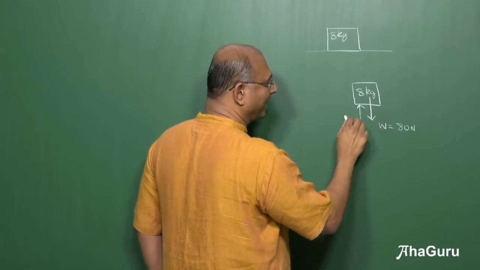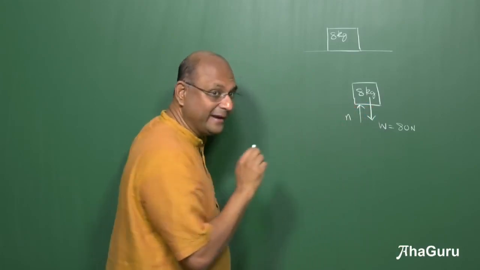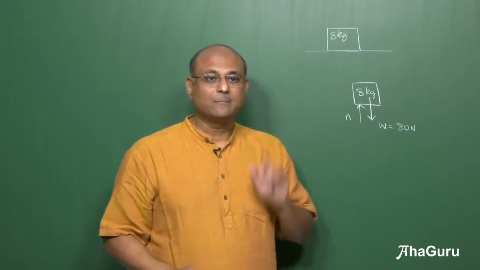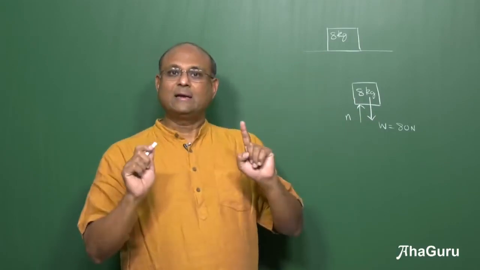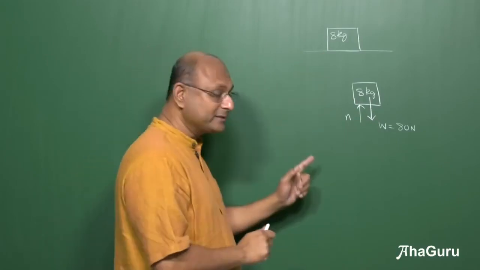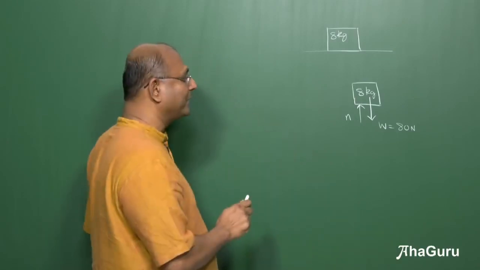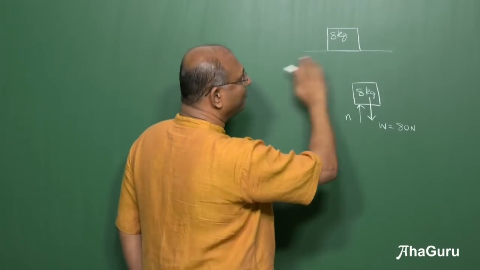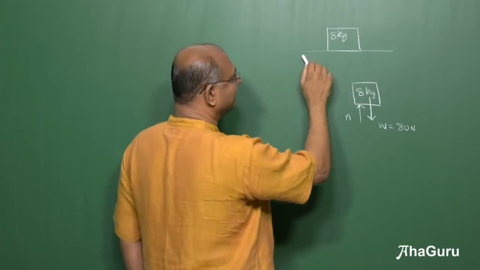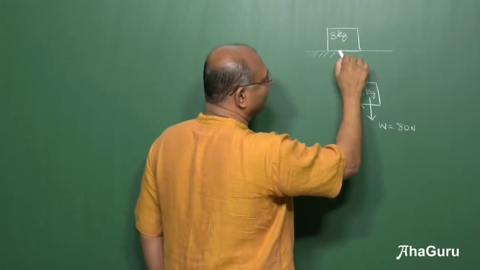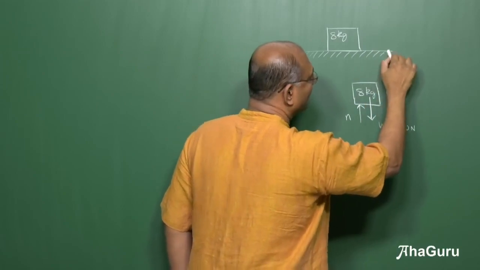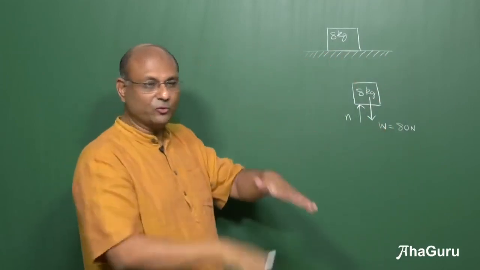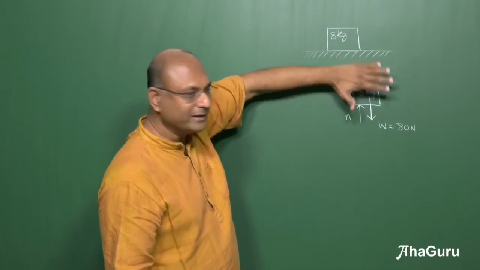It is always a good habit to start by saying it is N. Don't assume N is 80. In this question, it will turn out to be 80. Next question, it won't be 80. So it's important to keep that in mind. So there is a normal force N. Now this is the floor and it is at rest. This object is at rest. So usually we draw the floor like this, just to say that this is fixed floor. Okay, so this is fixed to something on the ground.